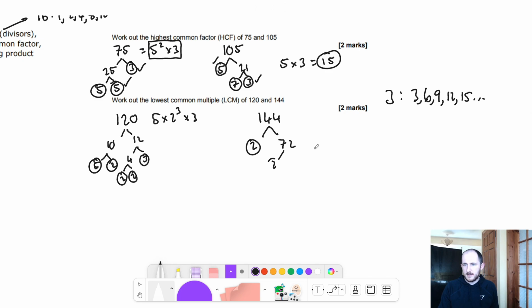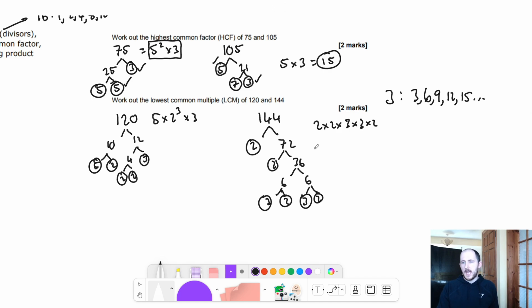Divide by 2 again, which gives me 36. Divided by 6 and 6. 3 and 2. 3, 2. Here we are. So this would be 2 times 2 times 3 times 3.